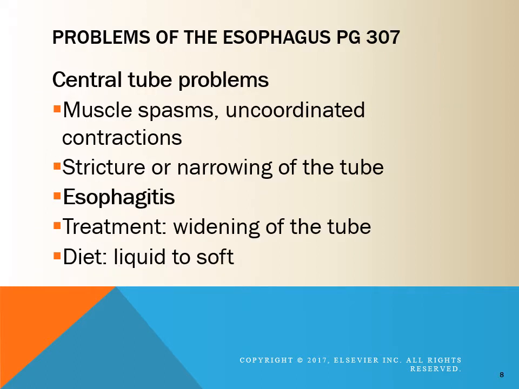Problems of the esophagus. So central tube problems. The esophagus, it's the food tube, not the airway tube. So problems here with that central tube include muscle spasms or uncoordinated contractions.